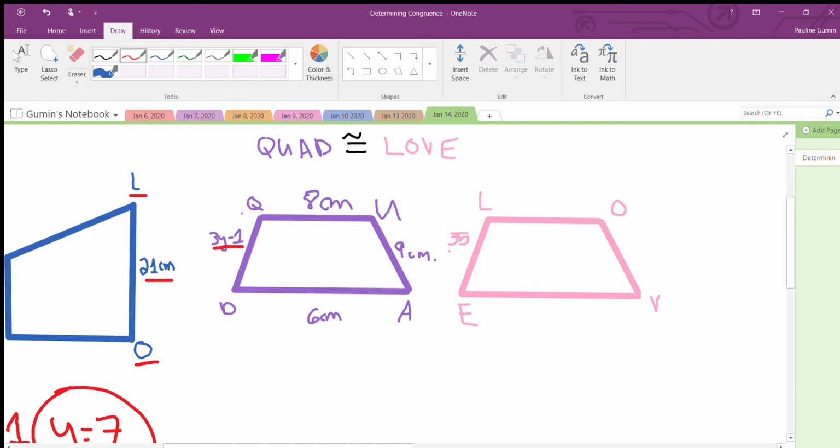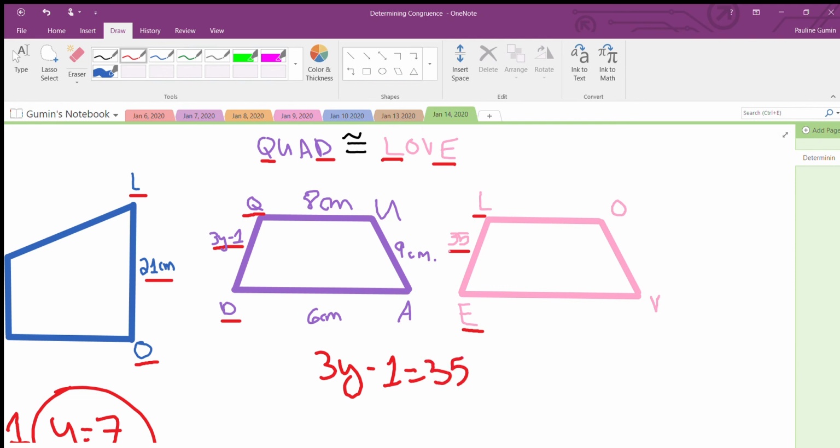3y minus 1 is in between Q and D, which are the first and last letters of our trapezoid. So in the second trapezoid, L and E are the congruent side, L, E. So 35 is the congruent value. Let's solve for y in this problem. 3y minus 1 equals 35.